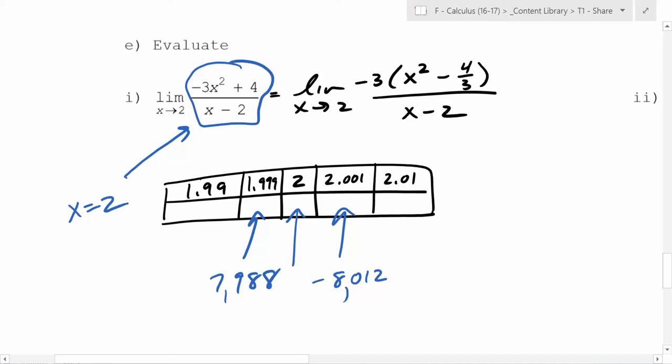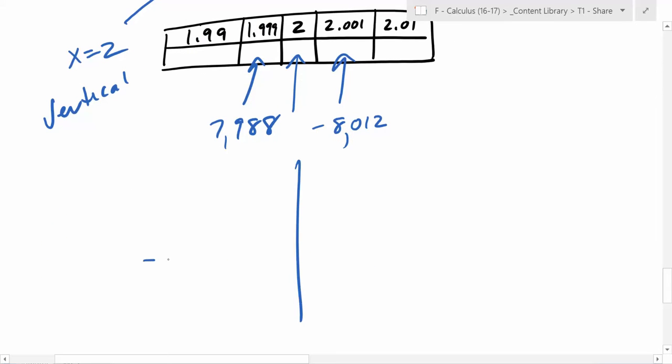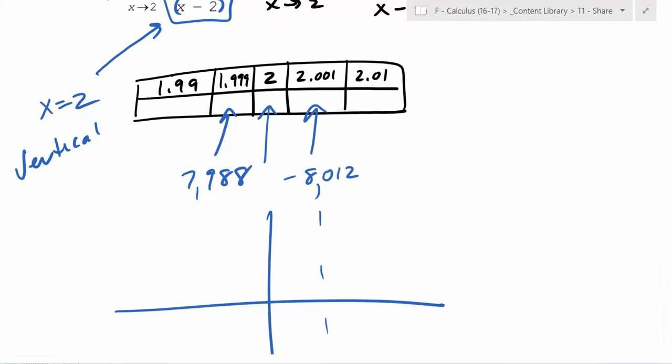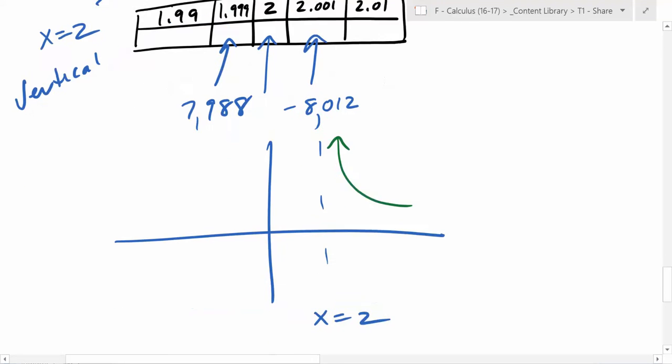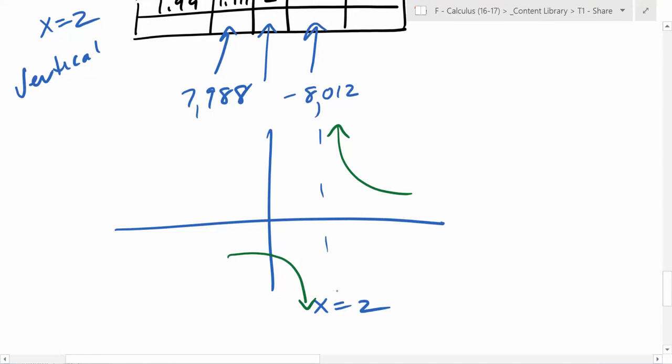Can you cancel x minus 2? No, so therefore what is it? Asymptote. Yes, what type of asymptote? Vertical. This is a vertical asymptote. What's the power of the x minus 2? 1. That's an odd number. So when you graph this, what's happening at x equals 2? Infinity. One side it goes up and one side it goes down. It's an asymptotic discontinuity.